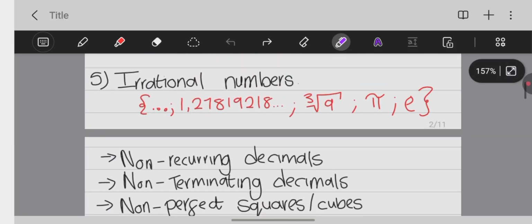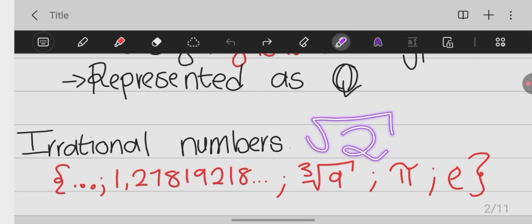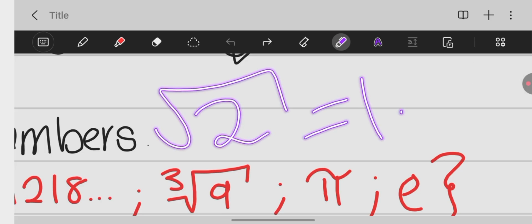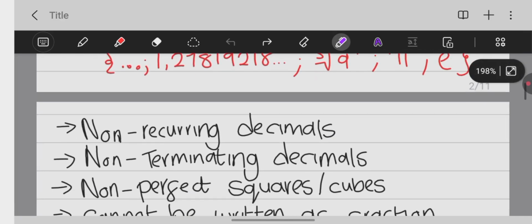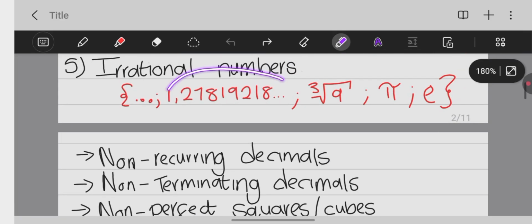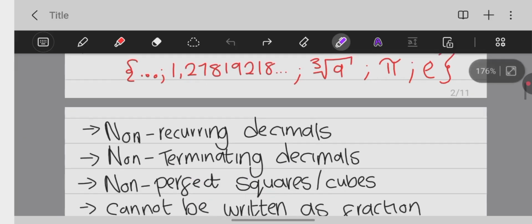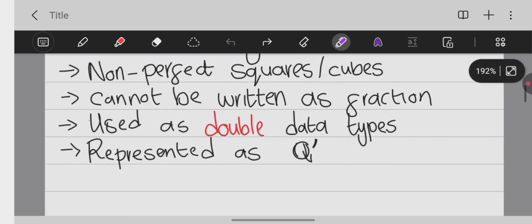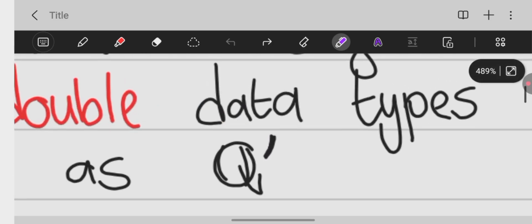Your irrational numbers are basically a set of different kinds of numbers. Let's say you also have a square root of 2, where it's not a perfect square, so you can't really solve further for this. You'd have 1 point and a lot of decimals. So basically it's non-recurring decimals if you check this here. So this decimal is non-recurring and it continues. It also is non-terminating. There's no perfect square or perfect cube. It cannot be written as a fraction, and you would want to use this as your double data types and are represented with this Q and a naught.